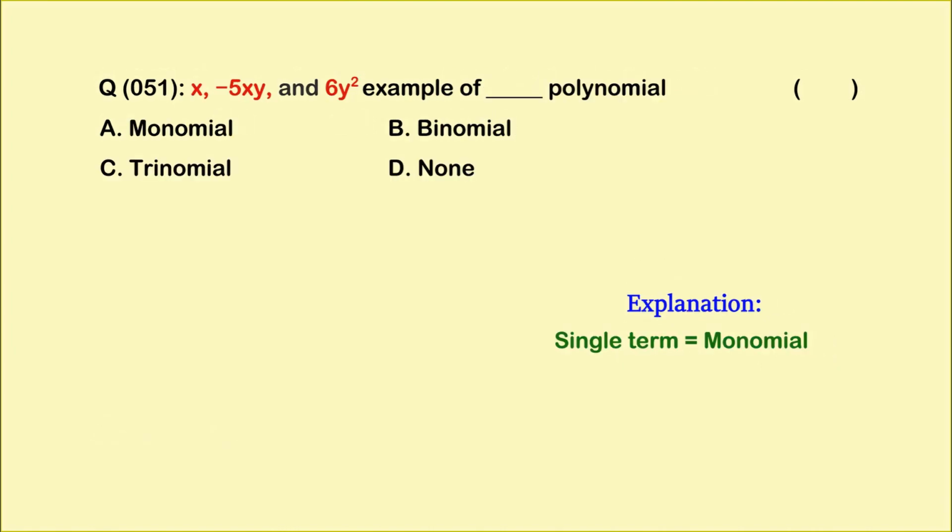Question number 51. x, minus 5xy, 6y square. Examples of dash poly. So you can see these are single term polynomials, so we call them monomials. So the right answer is A.